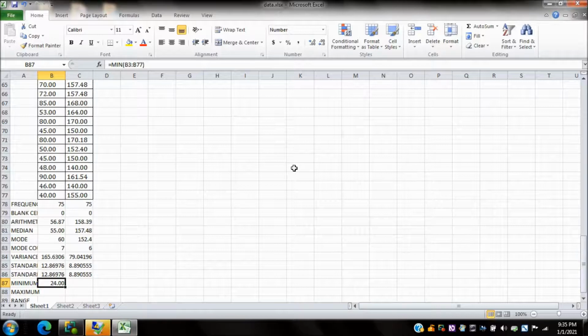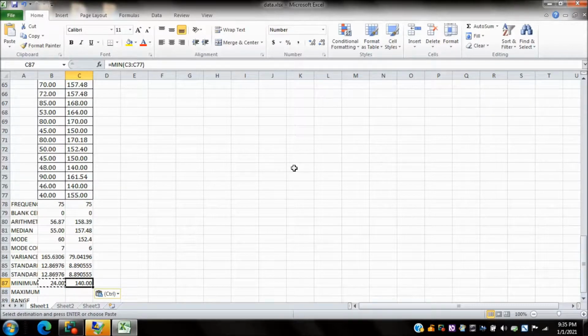I'm going to check the height of the shortest respondent. I'm going to copy this formula, C87 height, and paste it here. 140.00, formula C87. It's 140.00 centimeters. So this is the height of the shortest respondent.